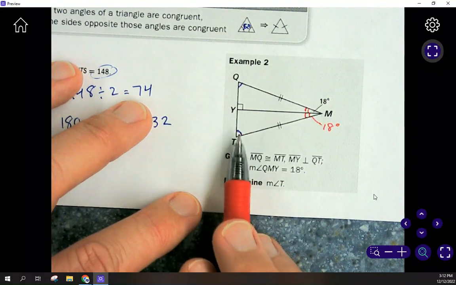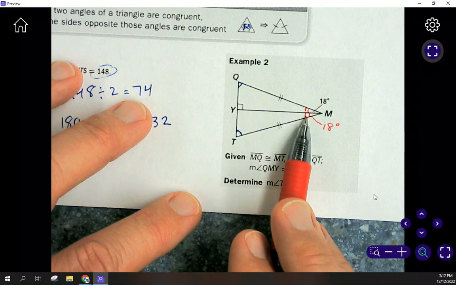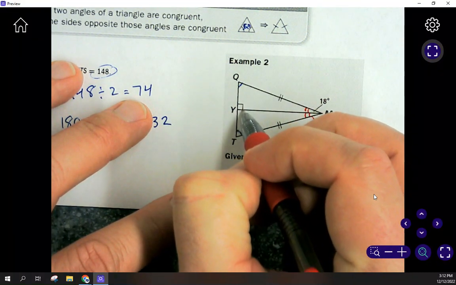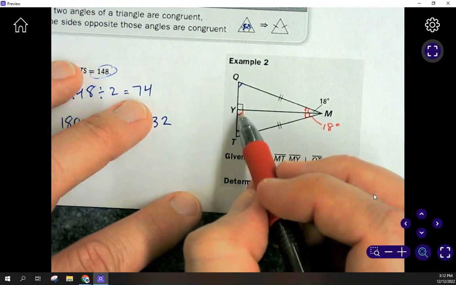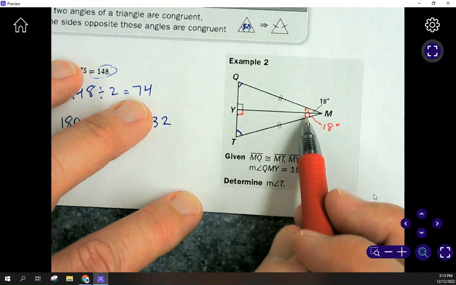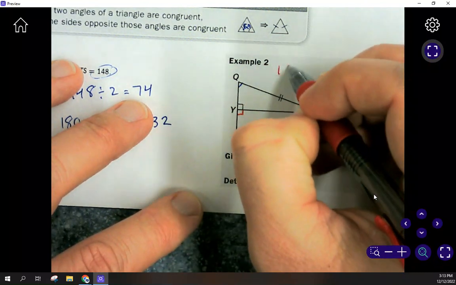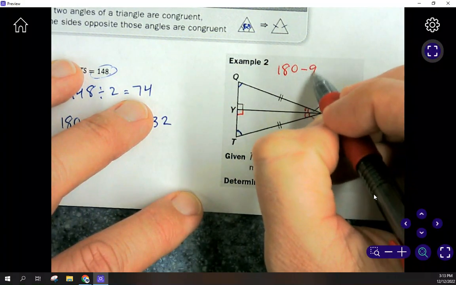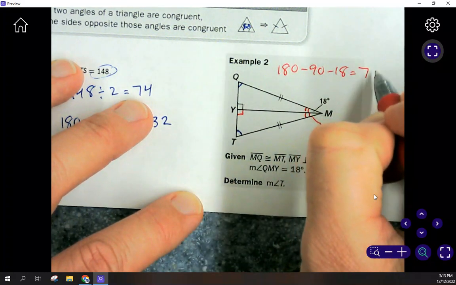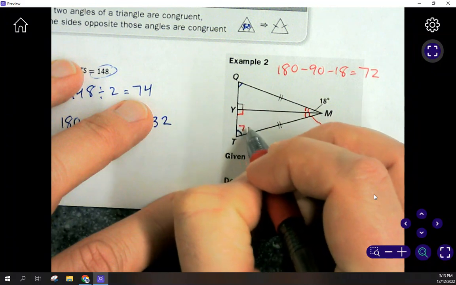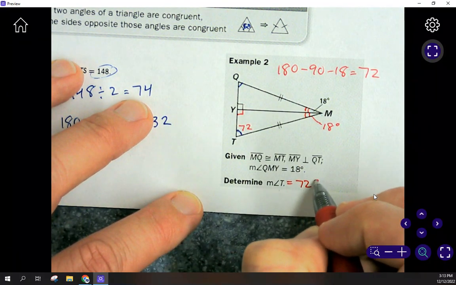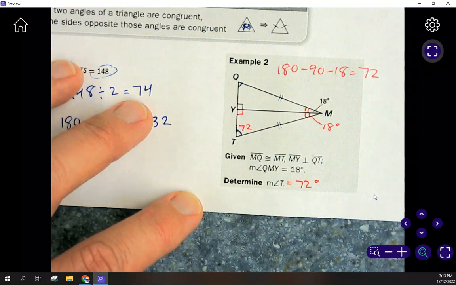Now I'm trying to find angle T over here. All I've got right now is that this angle is 18. But if this is 90, these are a linear pair. This is going to have to be 90 as well because they're going to have to add up to 180, 90 plus 90. Well, now I have 2 out of 3 angles, so I know they're going to have to add up to 180. So 180 minus 90 minus 18 will leave me 72. So this angle has to be 72. The measure of angle T is 72 degrees.